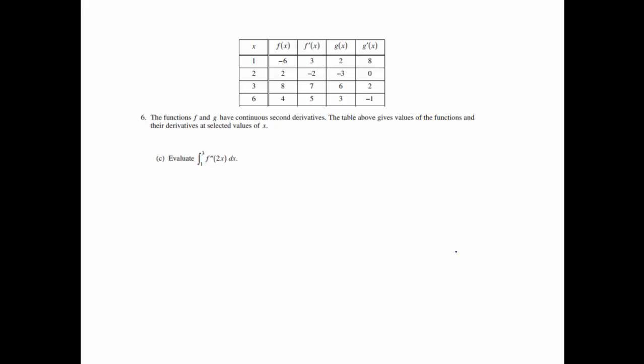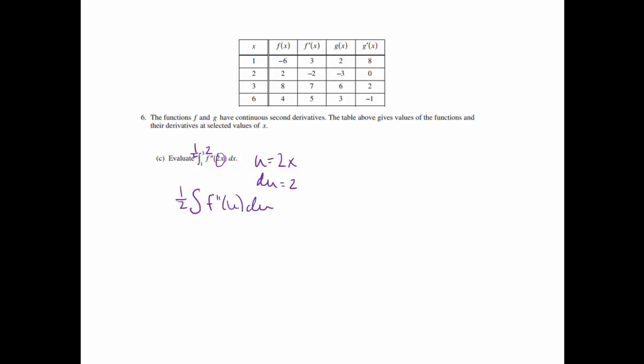Okay, part C, evaluate the integral from 1 to 3 of f double prime of 2x. So I see parentheses on this one again, so I'm going to do a u substitution. I'm going to let u equal 2x. du is going to equal 2 dx, which I don't have a 2 on the inside, so I'll put a 1/2 on the outside to make up for that. So I'm going to have 1/2 the integral of f double prime of u du.